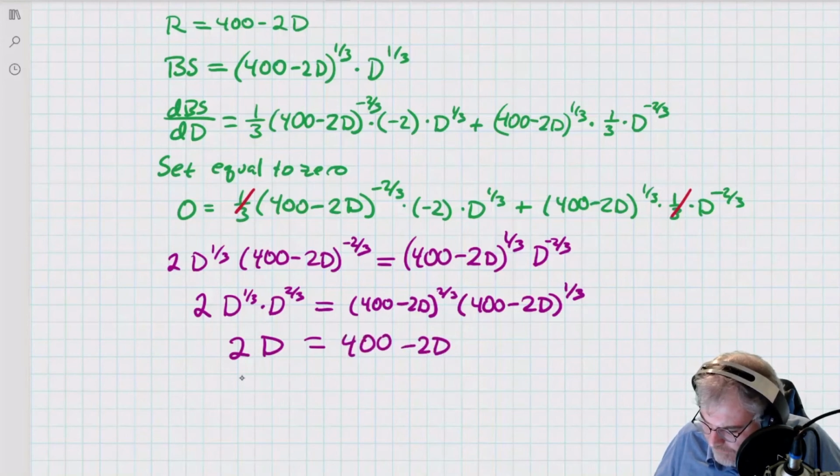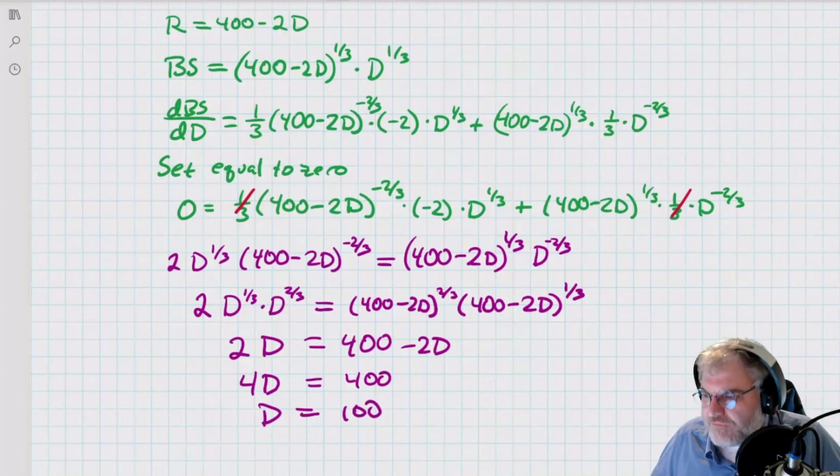And that's going to give me 4D. That goes over here equals 400. That's going to give me D equals 100. How do we feel about that? 1 to 5.